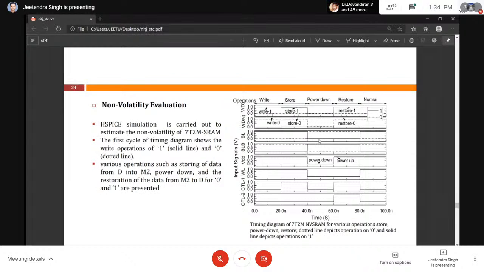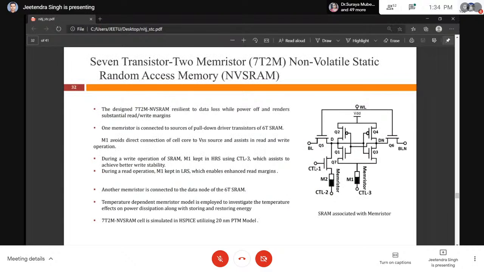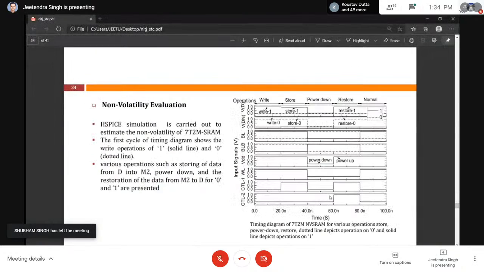So when the power is down, VDD is 0. WL is also 0. So the word line is also 0. There is no connection of this node to the bit line and this node to the bit line bar. WL is 0 means the access transistors are off. This access transistor is off, and we have power down. So this control signal is also down. This control signal is also down. So all the signals go down.